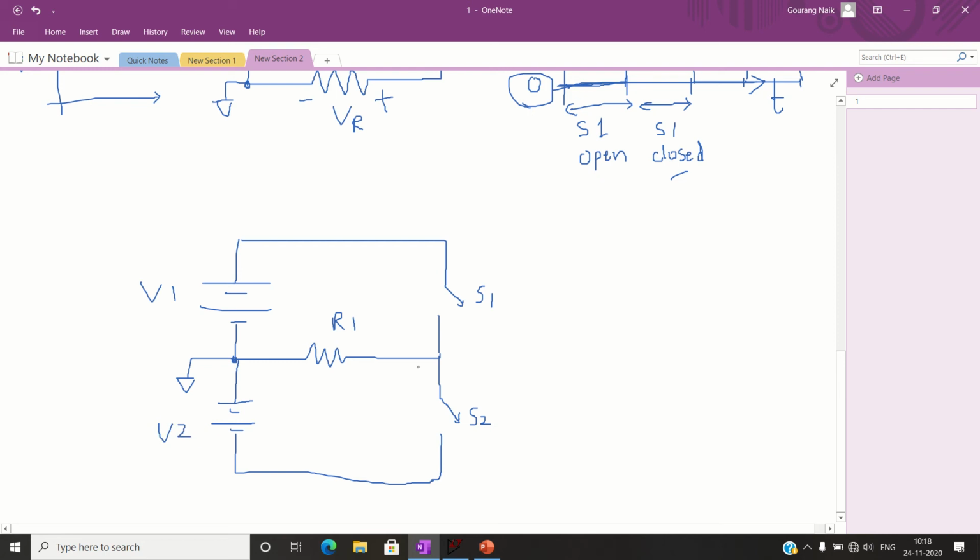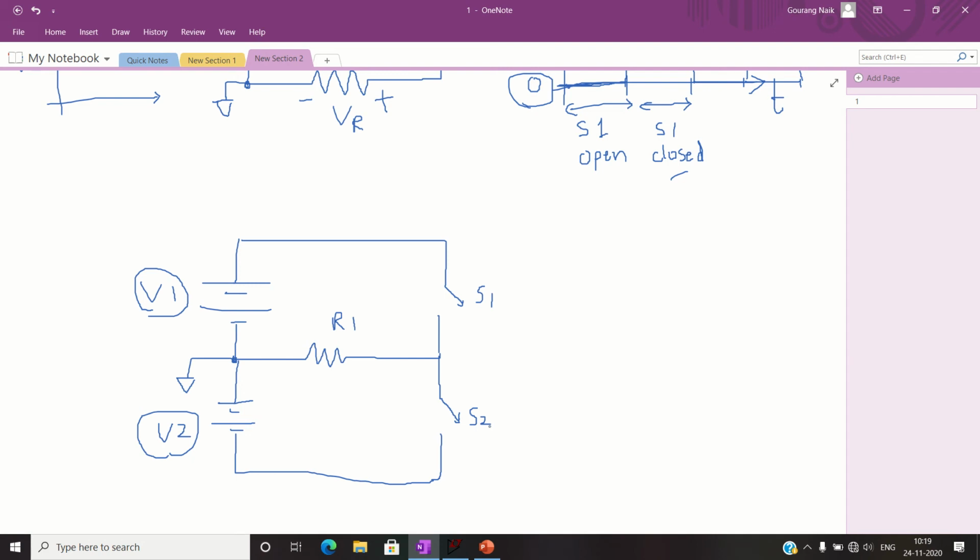Okay, and then this is switch S2. Now here what we will do is we will try to keep the value of V1 and V2, the two batteries, the same. By keeping V1 and V2 the same, and by taking S1 and S2 as the same type of switches, we will be able to maintain symmetry for the positive cycle and the negative cycle, by keeping the components the same.